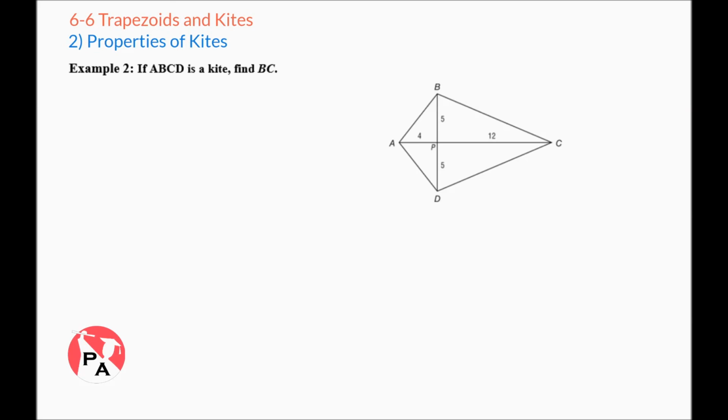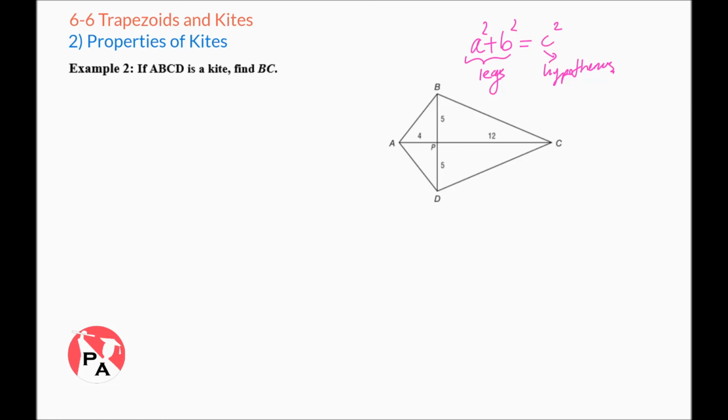Here we have the last example about the kites. This is one of the best that I like actually. It's about the Pythagorean theorem. Usually the questions that you will see about kites are going to be about the Pythagorean theorem. For those who don't remember what it is, it's a squared plus b squared equals c squared. These are the legs. This one is the hypotenuse.